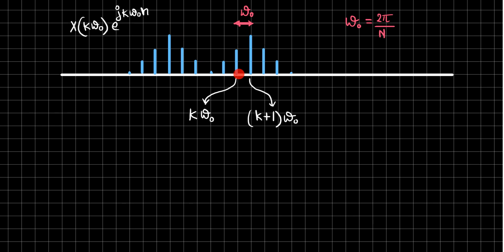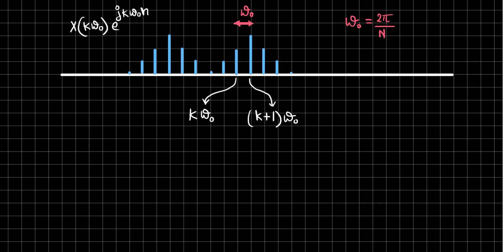whose consecutive samples are located with a distance of omega naught. As we may see, as k varies, k is an integer, so for every integer multiple of omega naught we would have a sample, that is X of k omega naught times e power j k omega naught n. What I have drawn here is simply a visualization of X of k omega naught e power j k omega naught n, and we may see that two consecutive samples are located at a distance of omega naught.